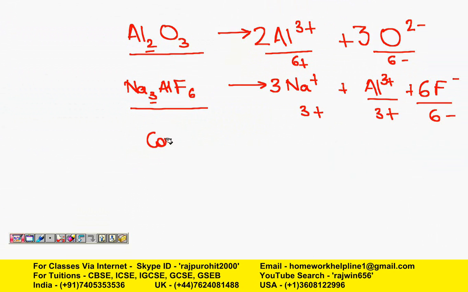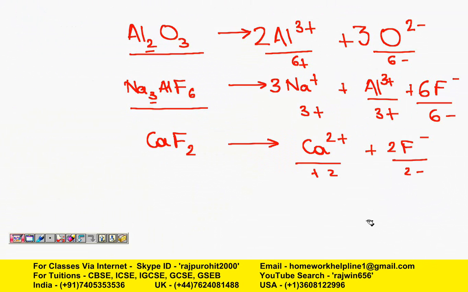The other substance that is there is CaF2, that is calcium fluoride. This is going to ionize, dissociate into Ca2+ and fluoride ions. You can balance it. So charge is 2+ over here, and here it is 2-. Now these are all the dissociation reactions for extraction of aluminium.